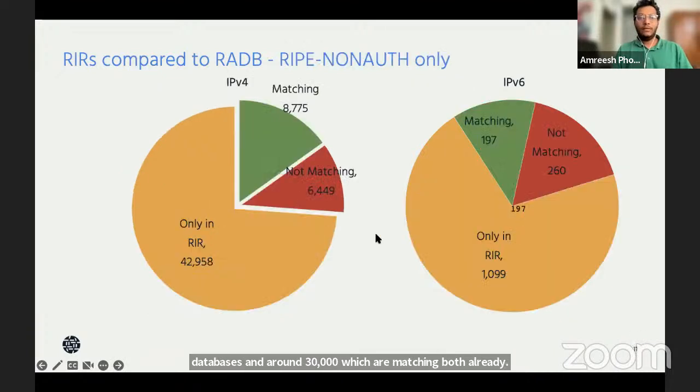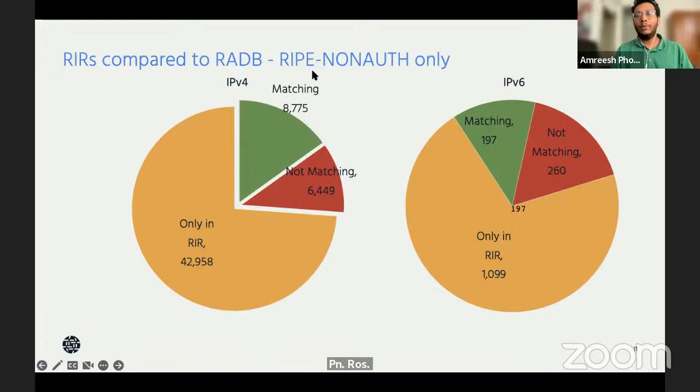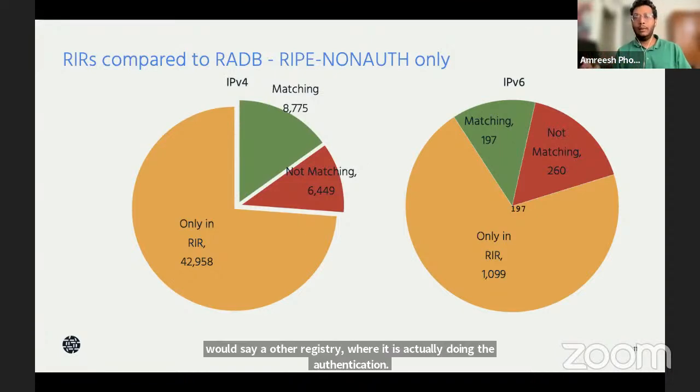Let's continue and see what we have. As you know, there is also RIPE, where the non-auth database is operating, and I would say a parallel registry where it is actually doing the authentication. So this is source RIPE.